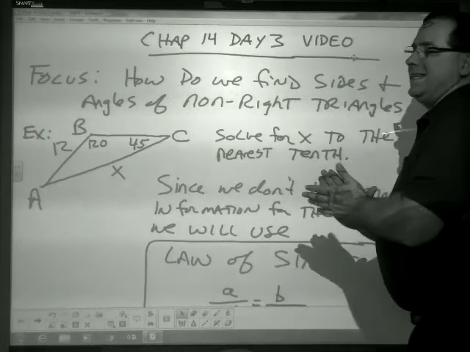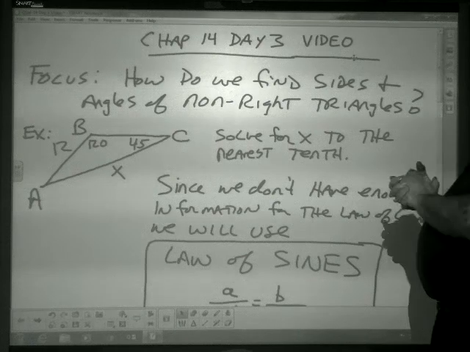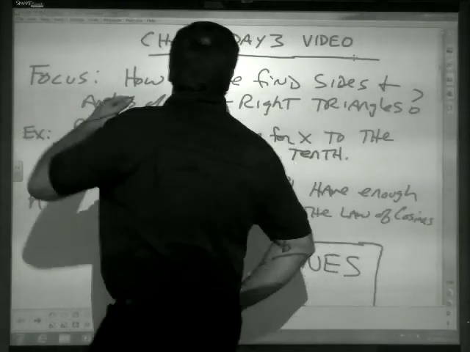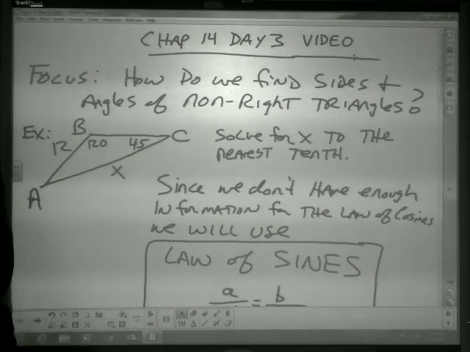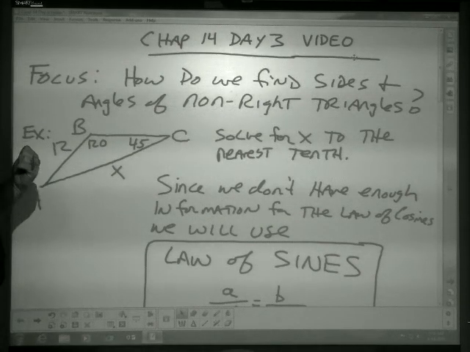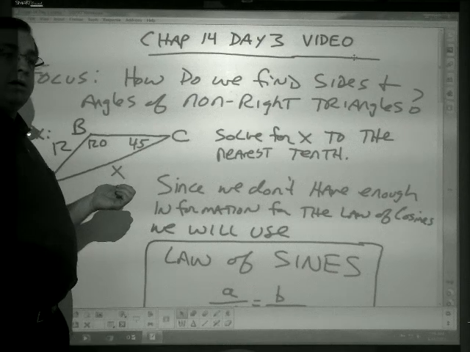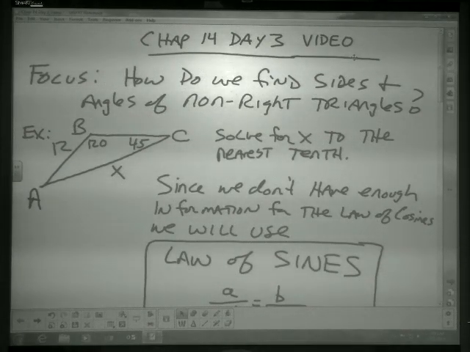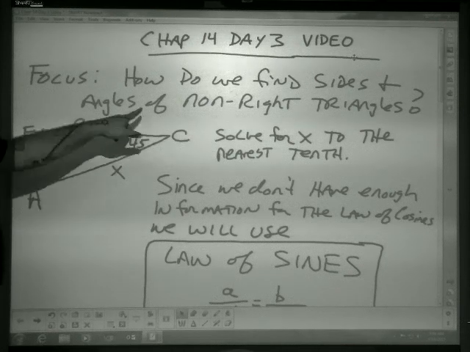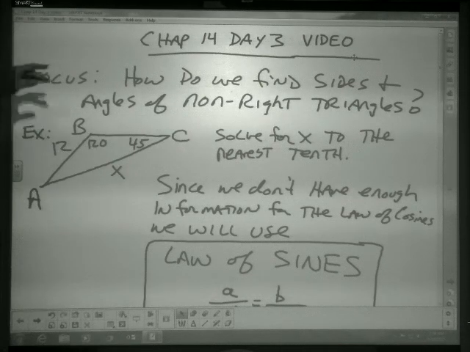Okay, chapter 14, day 3. What we're going to focus on today is how do we find sides and angles of non-right triangles. Okay, so isn't that what we did on day 1 and day 2? And the difference is today you're going to be given some different information.